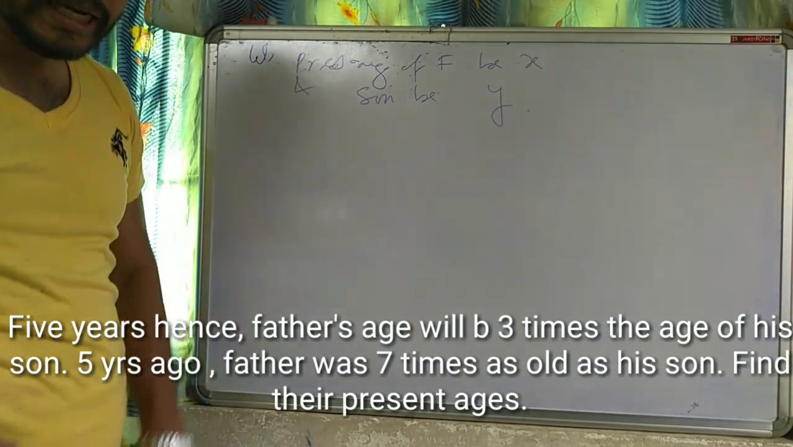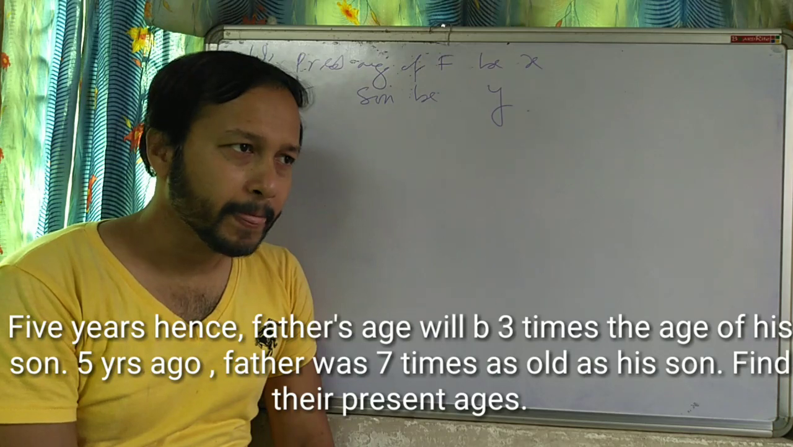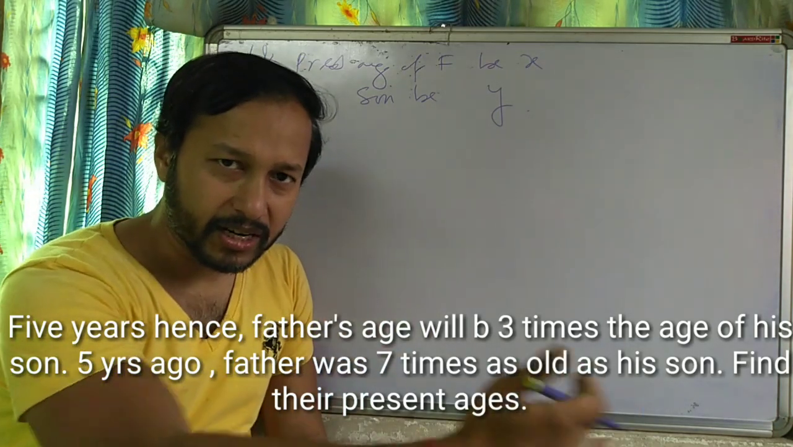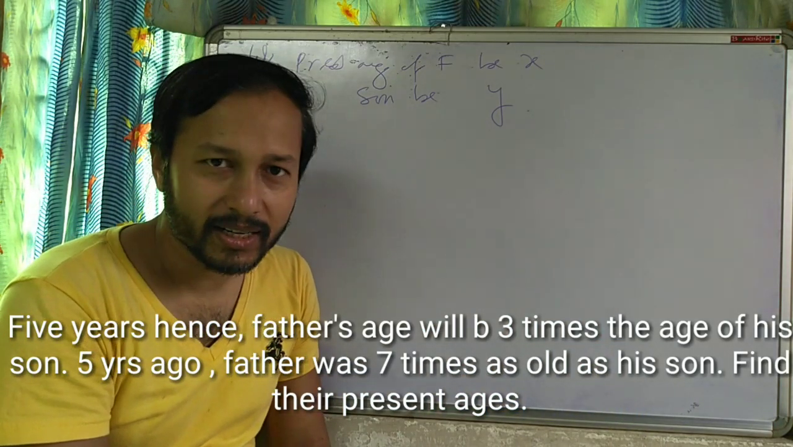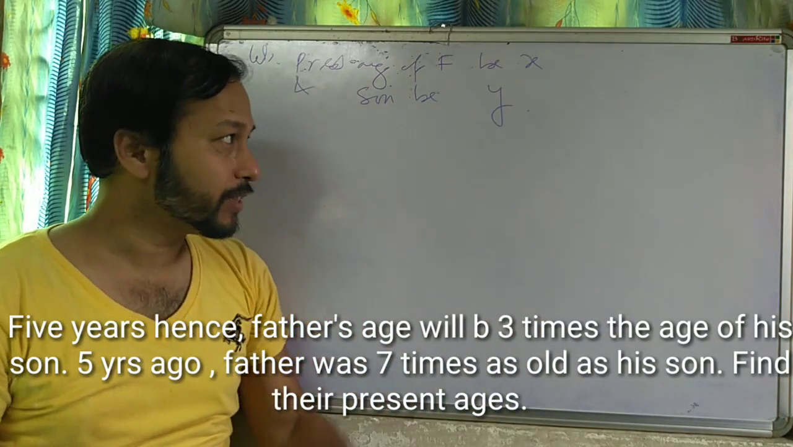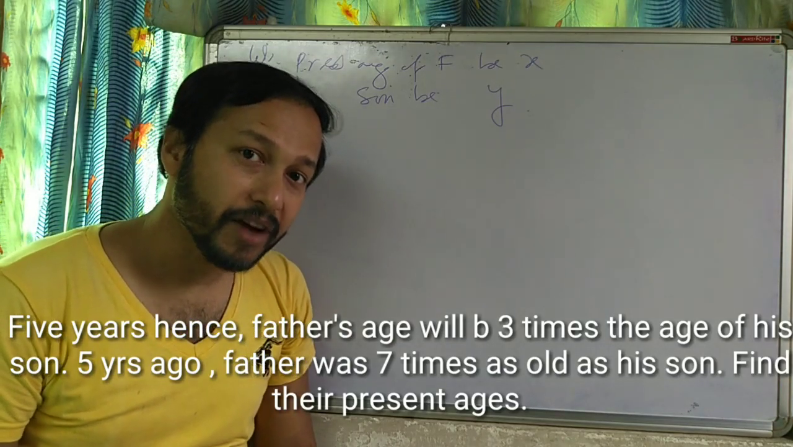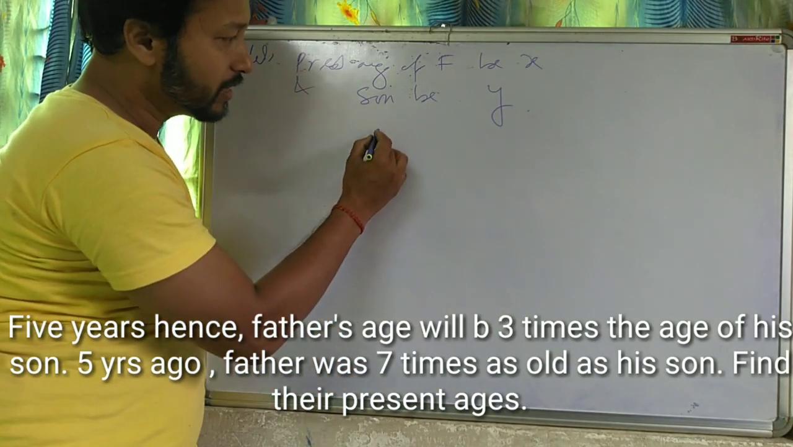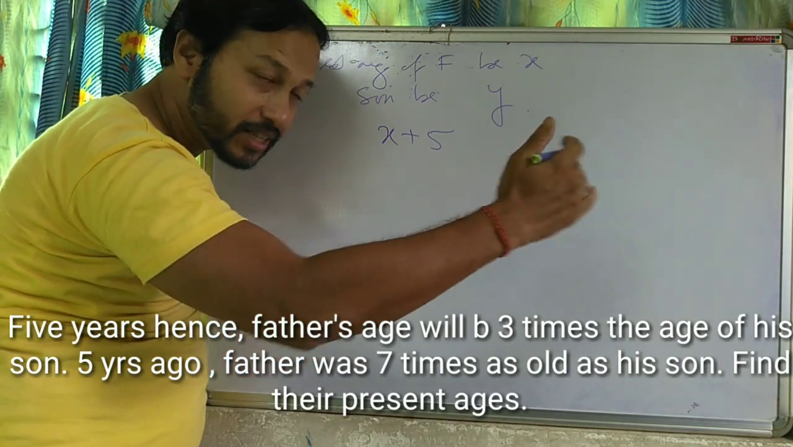Now, if I ask you that, say your age is 16 years, after 5 years, what will be your age? Yes, we have to add 16 plus 5, that is 21. So plus 5 we have to do. So in this case also, if I ask you what will be the age of father after 5 years, means 5 years hence, then what will be the age of father? That is X plus 5. What will be the age of son after 5 years?